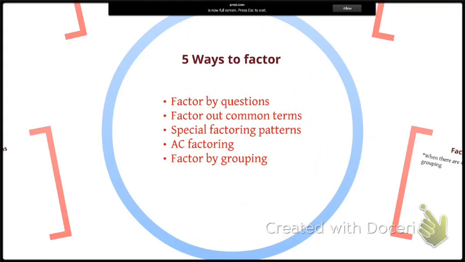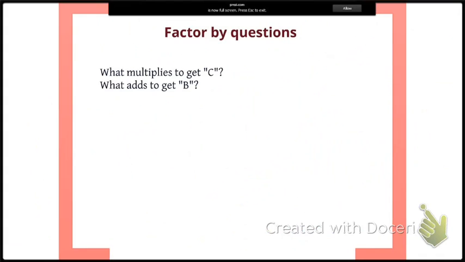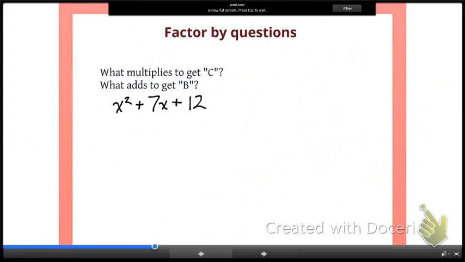The first thing that we're going to look at is how to factor by asking questions. And when I say factor by questions, we mean the 2 questions: what multiplies to get your C term or the third term, and what adds to get the B term or the middle term. Here I've got a trinomial, x squared plus 7x plus 12. In order to factor by asking questions, the first thing I would look at is the leading coefficient, which would be this x right here. Because there's no number in front of this x squared, I would say my leading coefficient is 1.